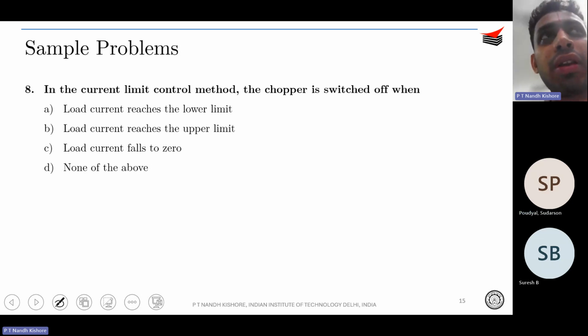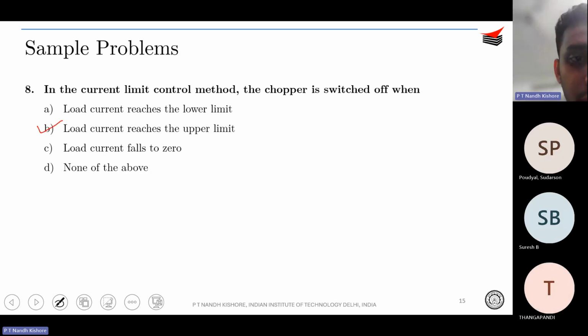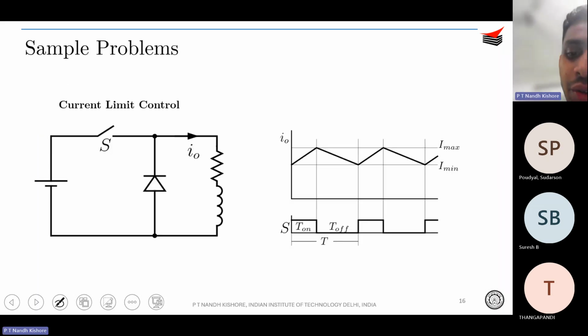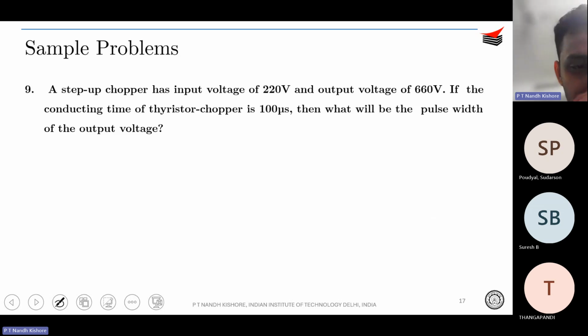So when the chopper is on, you understand that the load is going to get charged, or the L is going to charge up. Correct? So when the load current reaches the upper limit, you don't want the load current to increase further, right? So at that instant, you turn off your chopper so that the inductor kind of freewheels, right? So the answer to this question is obviously B. When the load current reaches the upper limit, the chopper is turned off and the load freewheels, correct? Yeah. Good. So that's what I've given over here as well. And then we move on to the next.